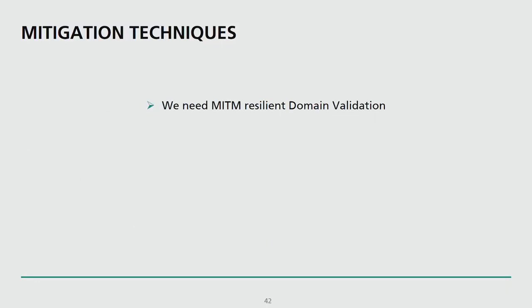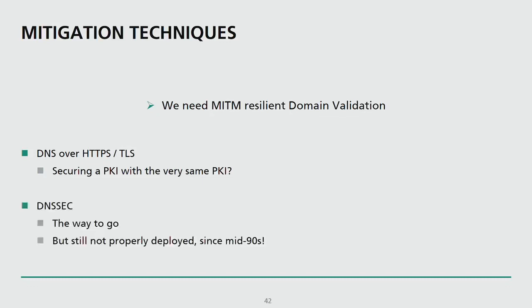Looks like we need man-in-the-middle resilient domain validation, at least in the long term. How could we do this? One approach would be doing DNS over HTTPS or TLS, but that would mean we're securing a public key infrastructure with the very same public key infrastructure. So we're assuming security to conclude security, nothing won here. Another approach is DNSSEC, which is certainly the way to go, where DNS records get signed by the owner, and we're using basically a public key infrastructure built into DNS. But given that it was drafted in the mid-90s and it's still not properly deployed, we cannot rely on that one.